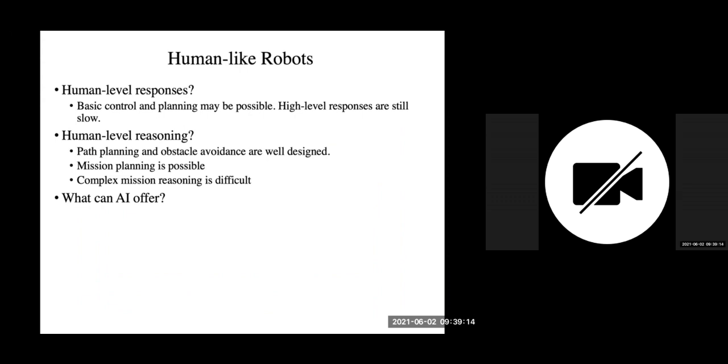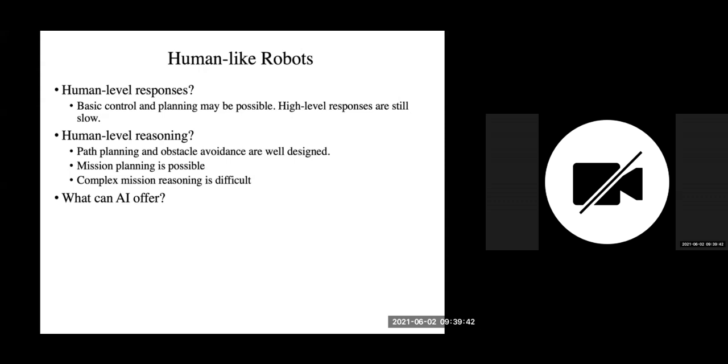So first of all, how do we achieve human-level responses? Normally we can do basic control and planning, for example moving up and down. I believe robots are good at basic maneuvers, such as jumping over an obstacle, but they are not very good at high-level responses. Normally they're pretty slow.